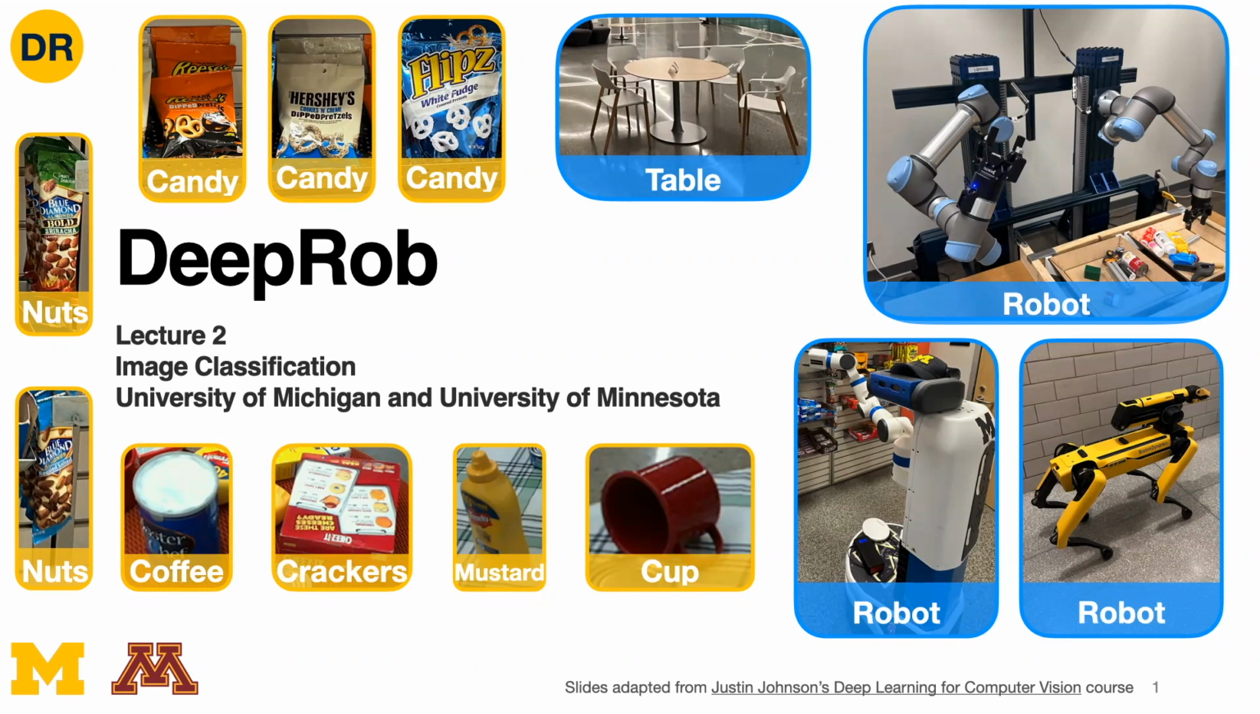Today is lecture 2, and we are going to be talking about image classification. It's one of the core tasks in computer vision, and we'll see how that acts as a building block for robot perception that we care about. Before going into the most interesting part, let me cover a little bit of logistics.